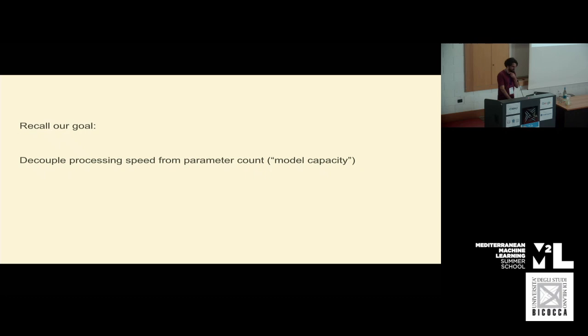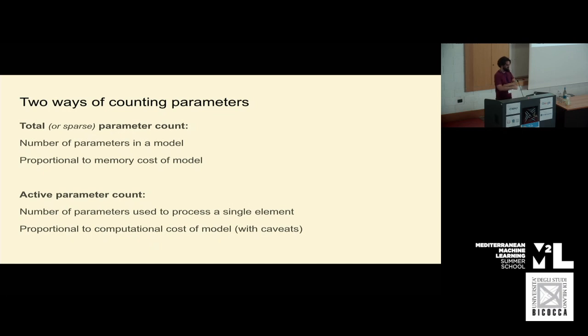So let's just recall that the main goal here is to decouple processing speed from parameter count, which I called model capacity. The way we can do this decoupling, conceptually, is by separating the way you count parameters into two ways. First you have the total parameter count, and then you have the active parameter count. The total parameter count is the sum of all parameters in your model, and it's going to be proportional to the memory cost of the model.